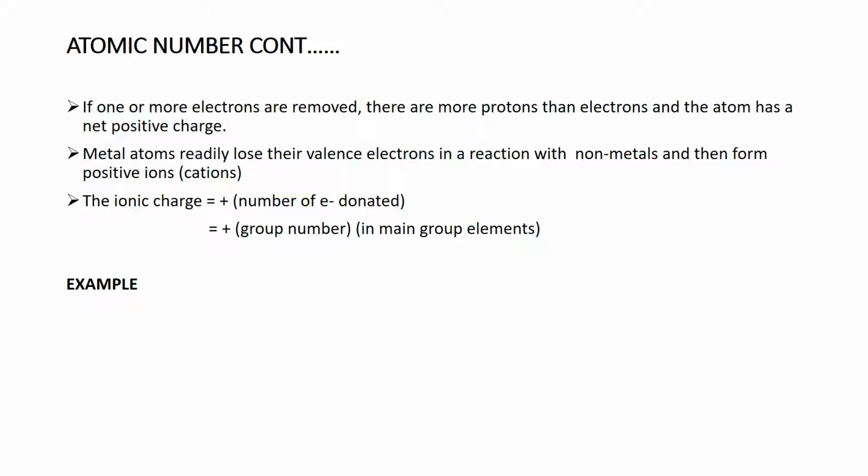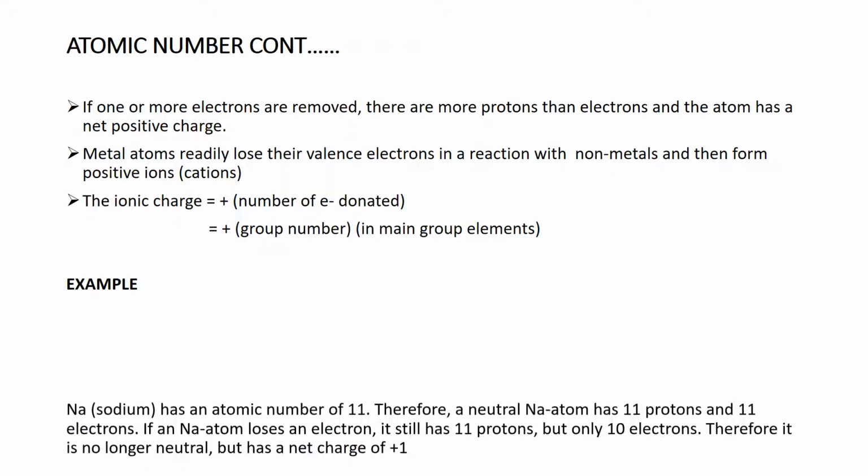Metal atoms are the ones that lose their valence electrons in a reaction with nonmetals, and they form cations, which are positive ions. The ionic charge will then be equal to positive the number of electrons donated. For example, if an atom donates 1 electron, its ionic charge will be positive 1. The ionic charge is also equal to positive the group number in main group elements. That is for group 1, 2, and 3 elements. So if an atom is in group 1, then its ionic charge will be positive 1.